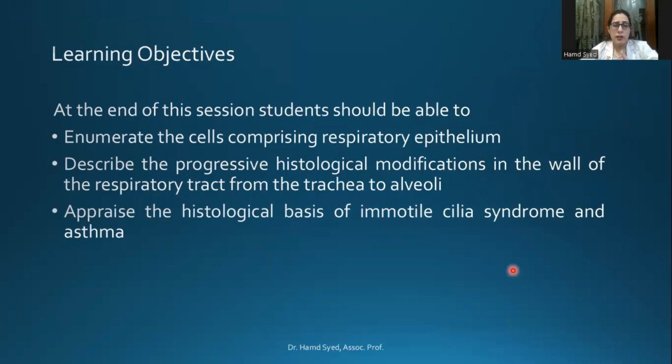we shall discuss the histological modifications or changes that take place in the wall of the respiratory tract from the trachea to the alveoli. Also, we'll be appraising the histological basis of immotile cilia syndrome and asthma.